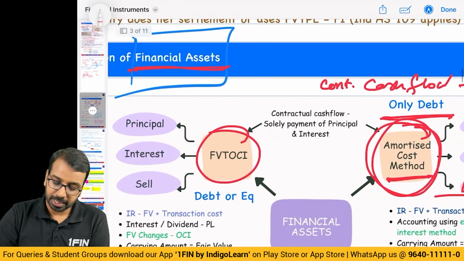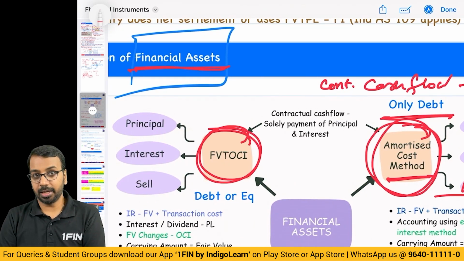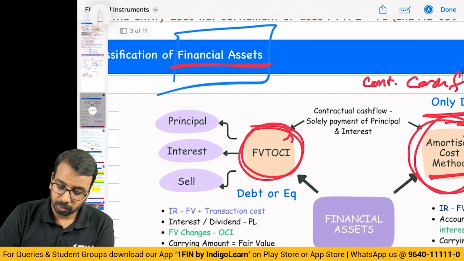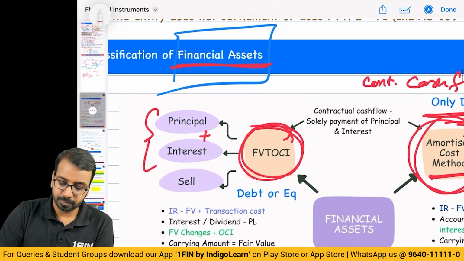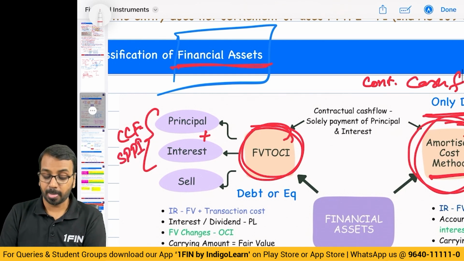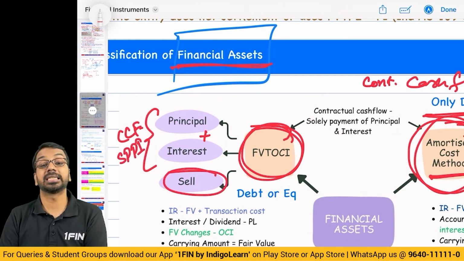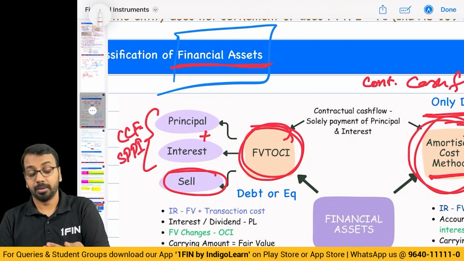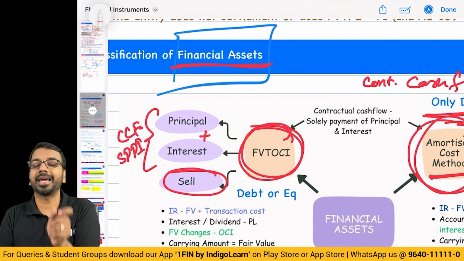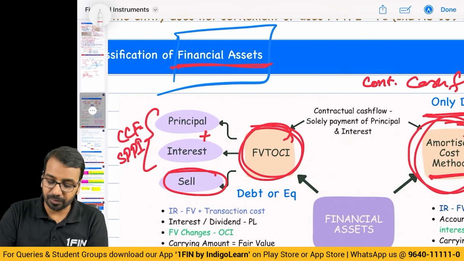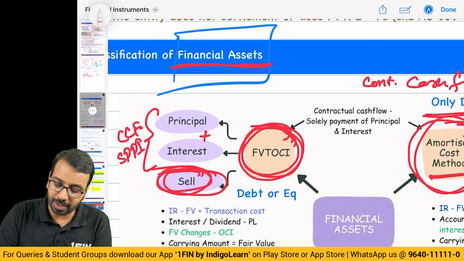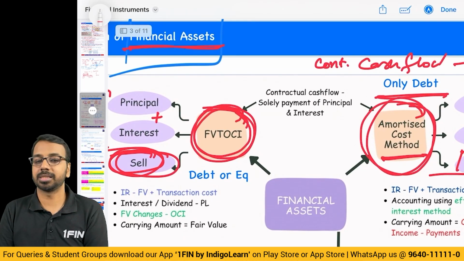Then, the second category is FVTOCI. Here also there are 2 categories. One, you have principal plus interest as the cash flow. Contractual cash flow is solely the payment of principal and interest, and the objective is to sell. Means you will earn interest and you may sell in the near future to take advantage of interest rate changes. If this selling criterion is there, then it becomes fair value through other comprehensive income.